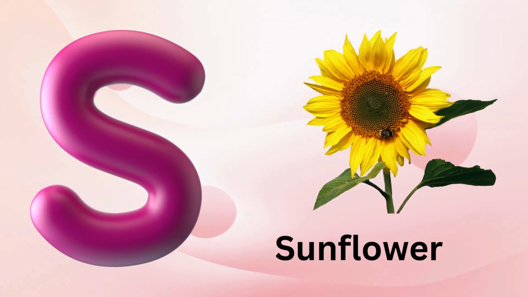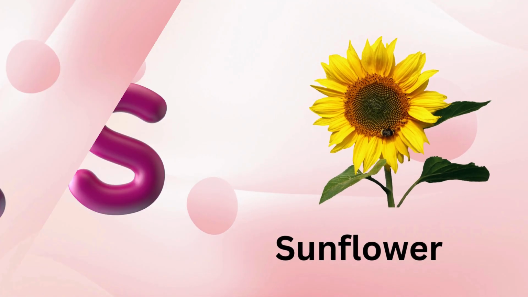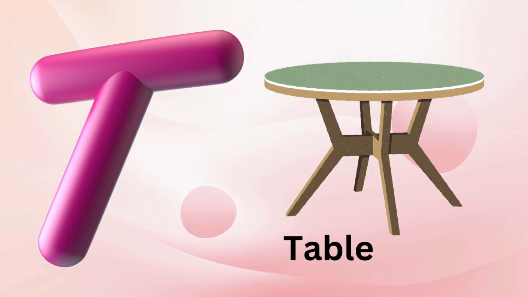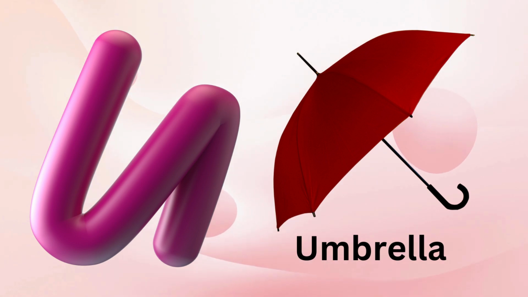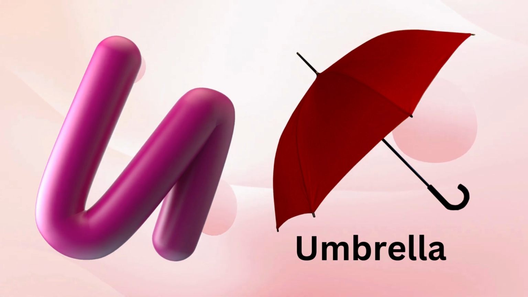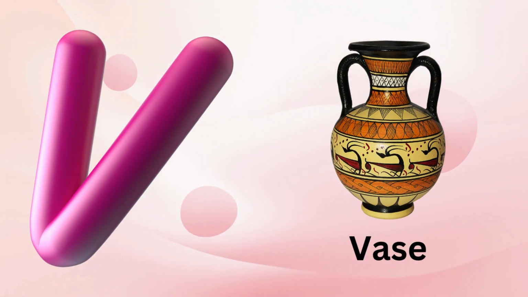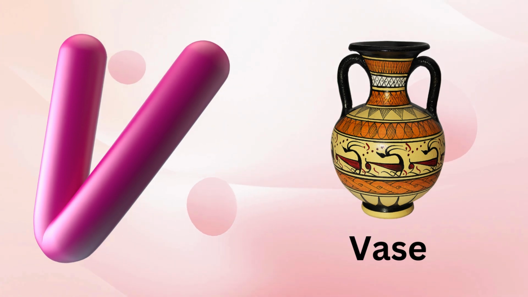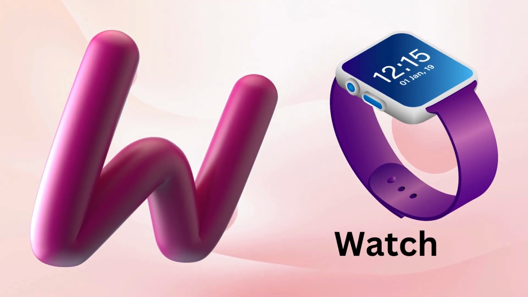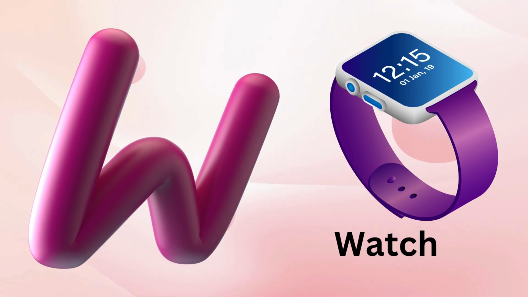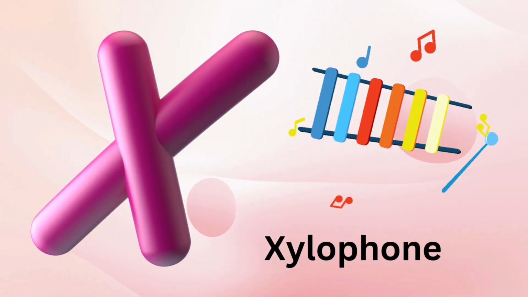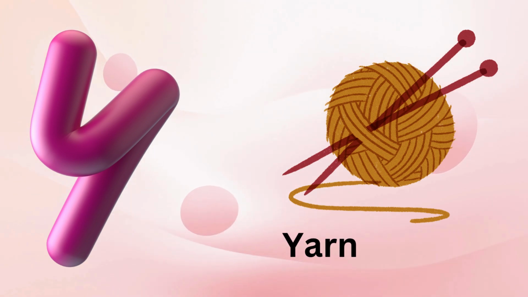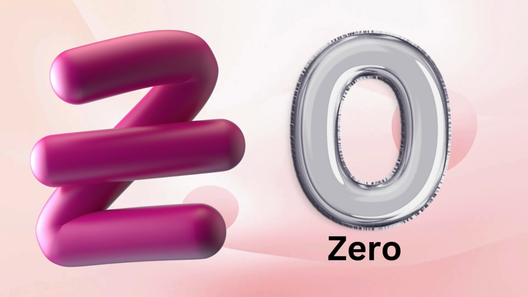S for sunflower. T for table. U for umbrella. V for vase. W for watch. X for xylophone. Y for yarn. Z for zero.